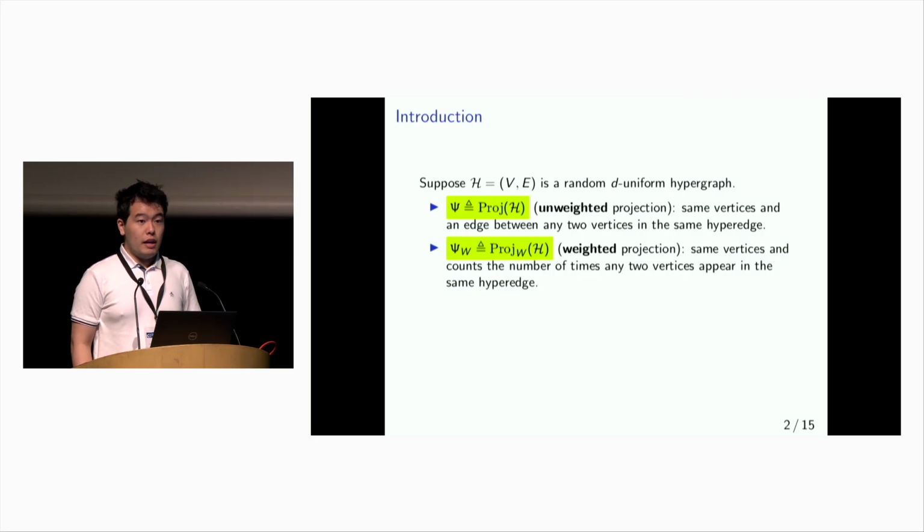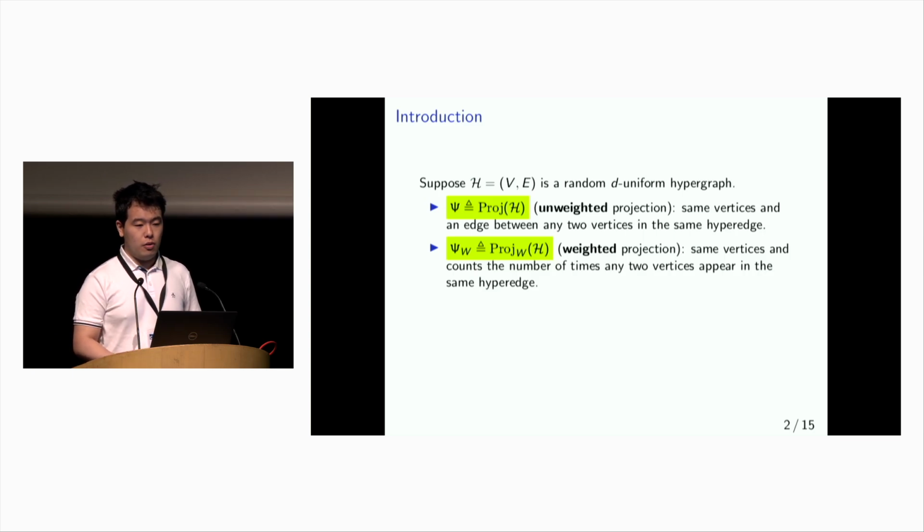Okay, so suppose that H is a random D-uniform hypergraph. We consider two observations. The first is the projection, which consists of the same vertices and an edge between any two vertices that are contained in the same hyperedge. And we also consider the weighted projection, which consists of the same vertices and also counts the number of times that any two vertices appear in the same hyperedge.